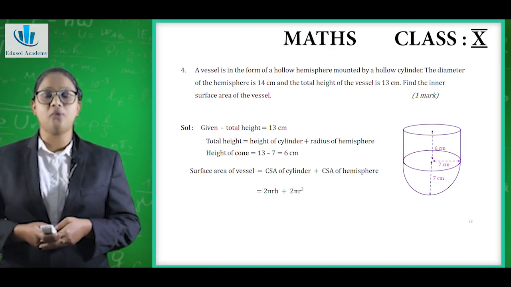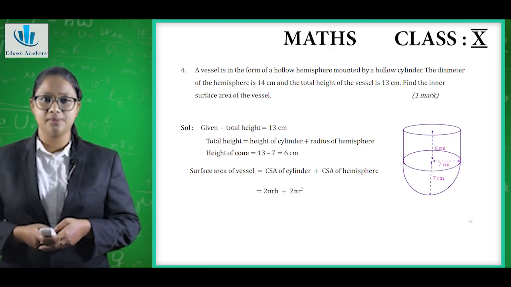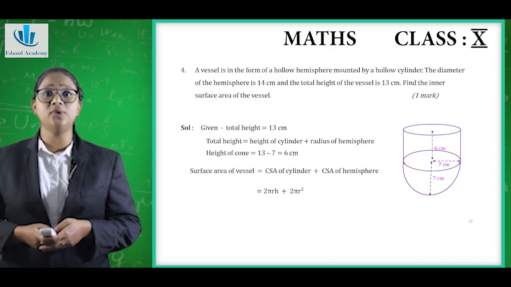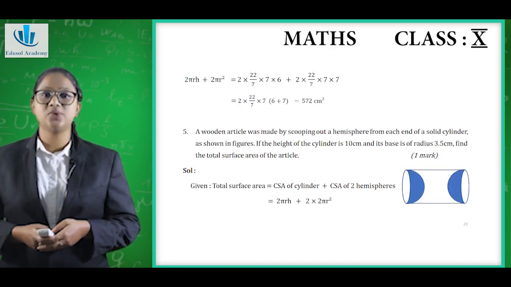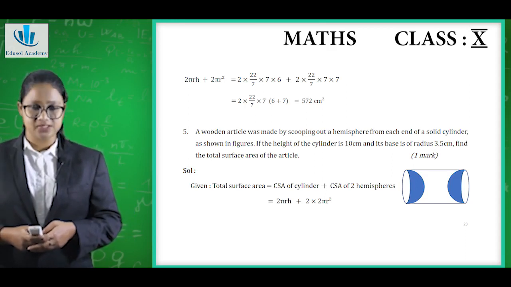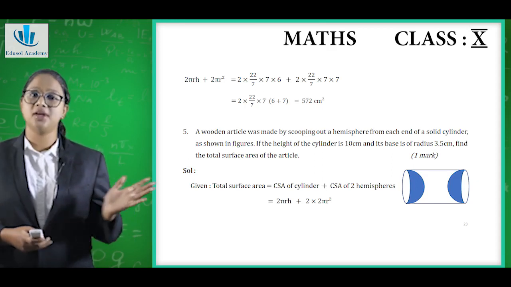So surface area of the vessel will be CSA of cylinder plus CSA of hemisphere. That is equal to 2 pi RH plus 2 pi R square. Substituting the values, the final answer will be 572 centimeter square. Let's go to the fifth question now. A wooden article was made by scooping out a hemisphere from each ends of a solid cylinder as shown in the figure.